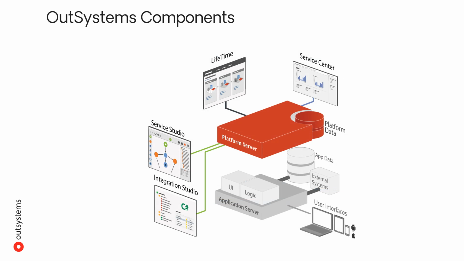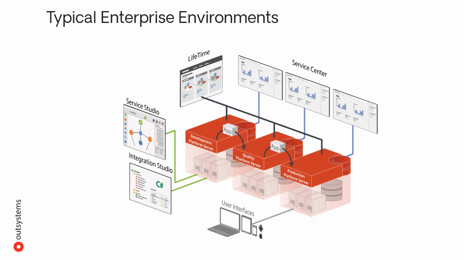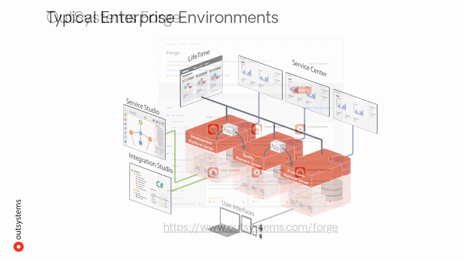Here, we can see all of the different components that surround the platform server and enable us to develop our applications and manage them across the infrastructure. But here we are focusing on a single platform server. When we think about a typical enterprise, we will have a development server as well as a quality and production server. All of these tools can connect to each of the servers, and Lifetime can help us manage the application's lifecycle across all of them, regardless of how many you have.